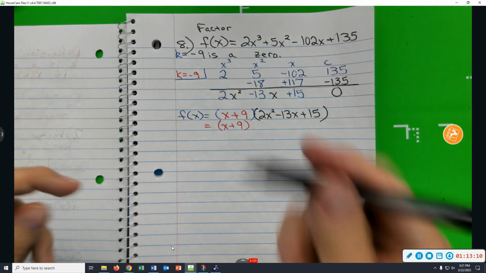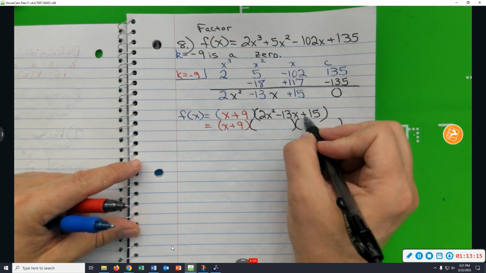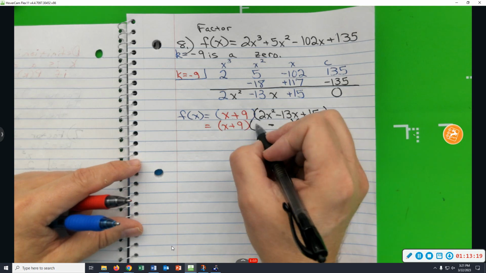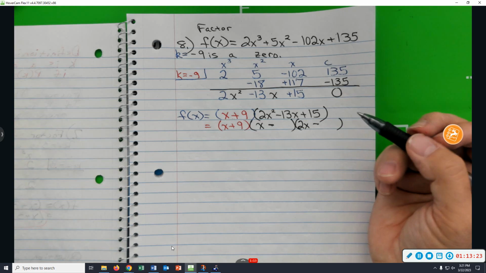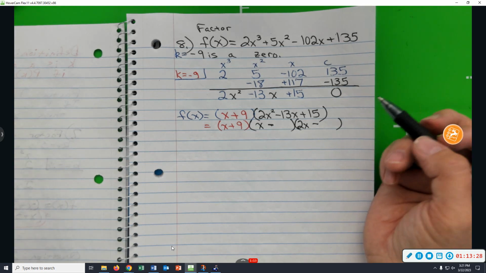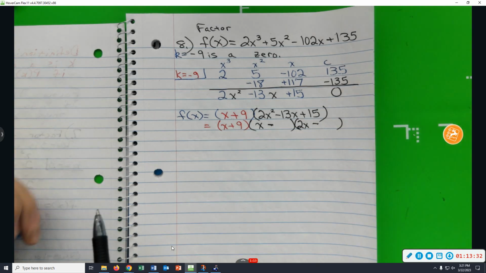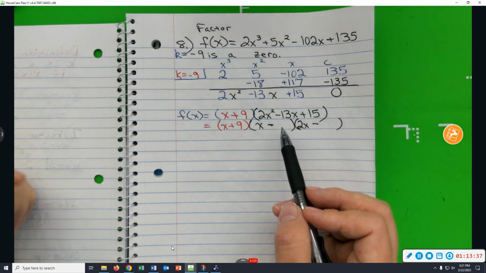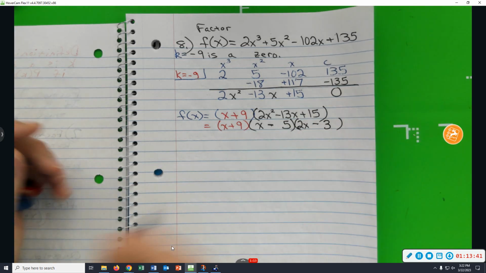So, parentheses and parentheses. For 2x squared, you said what? 1x times 2x. And for the 15, it's either 1 times 15 or 3 times 5. It's not going to be a 1 and 15. That gets us too far away from 13. So stop and think: 5 and 2 is 10. So you're putting the 5 here and the 3 there.